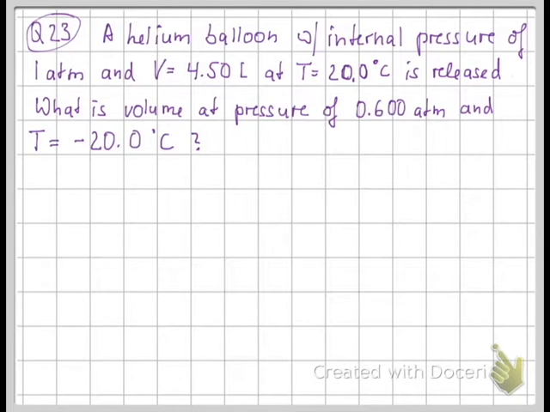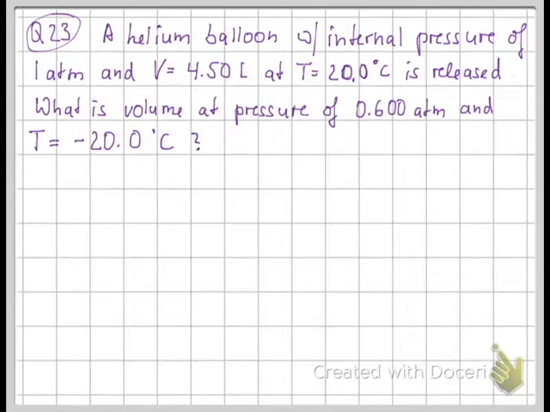Question 23. A helium balloon with internal pressure of 1 atmosphere and a volume of 4.50 liters at a temperature of 20.0 degrees Celsius is released. What is the volume at a pressure of 0.6 atmospheres and a temperature of minus 20.0 degrees Celsius? This is basically letting a balloon go into the upper atmosphere. So you're reducing pressure, and the temperature, of course, is chilling as you get higher up.